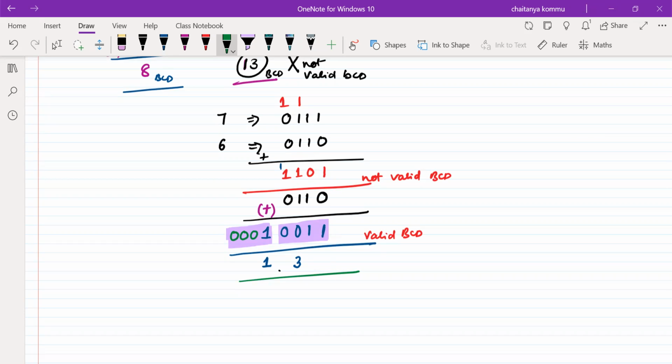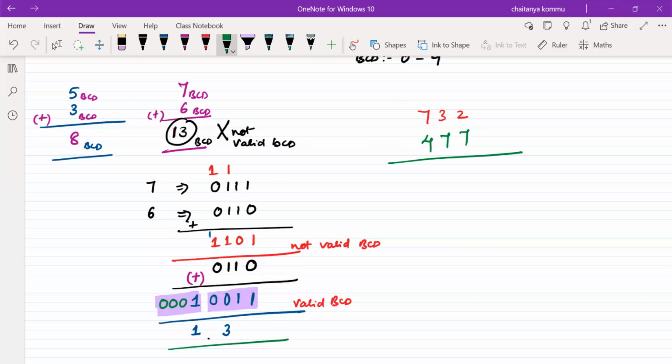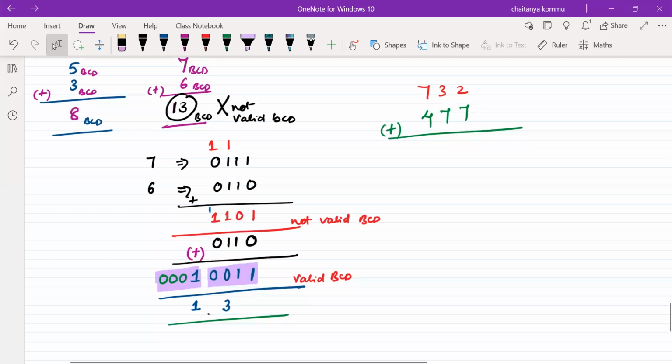Okay, it's a valid BCD. But 1101 is not a valid number. For example, 732 and 546, 543. Instead of doing this, I'll write 477 and I want to add this one. What will happen then? Please wait; once you complete this one, we'll do it.